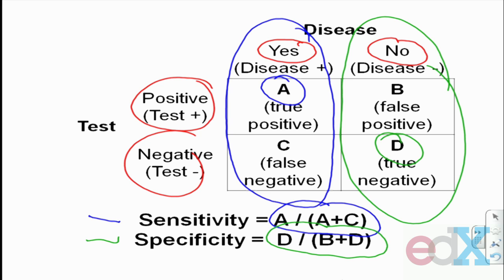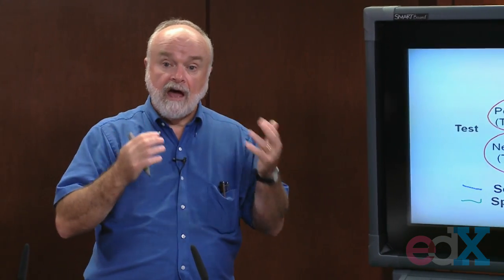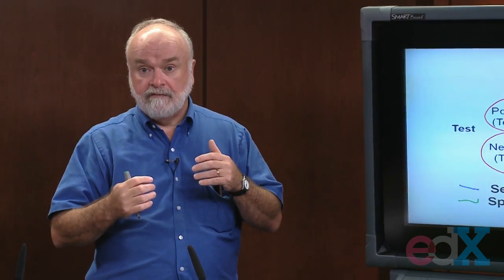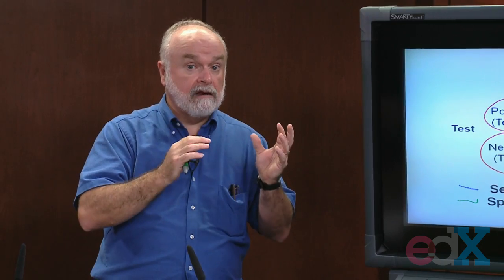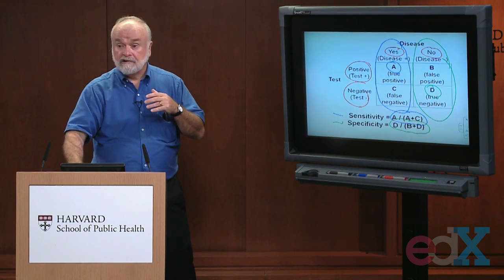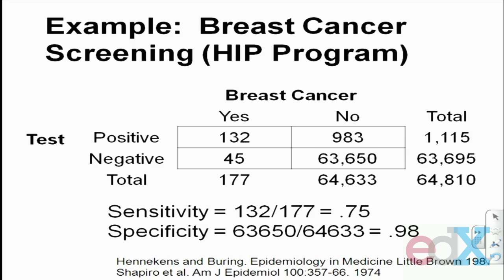And we would like to have a screening test that is both high in sensitivity and high in specificity, to label people likely to have disease and unlikely to have disease in the right way, by having both of these proportions be high. So here's an example of a screening test for breast cancer from what was known as the HIP program. They ended up screening women. There were 177 women who actually had the disease during the detectable preclinical phase.